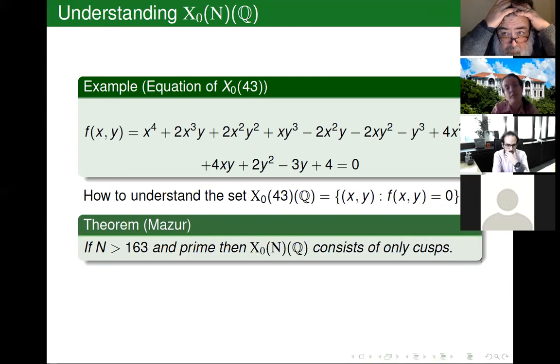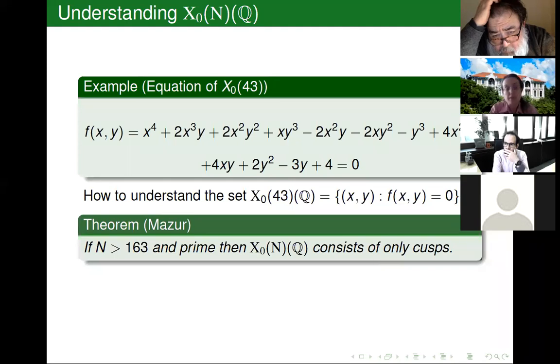Mazur proved that if n is bigger than 163 and prime, then the corresponding modular curve has no rational points other than the cusps. Again, cusps are not surprising. Cusps are always rational points. We know what they are, so that's not a big deal.